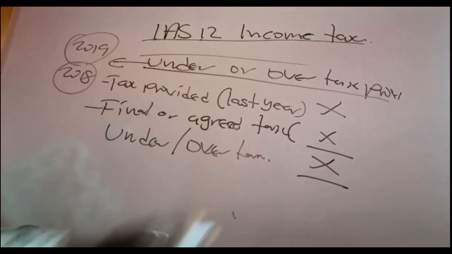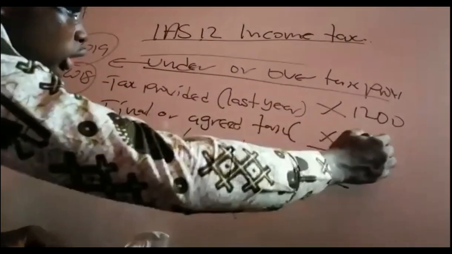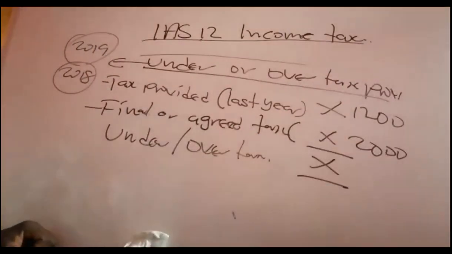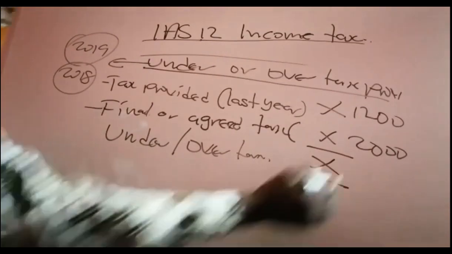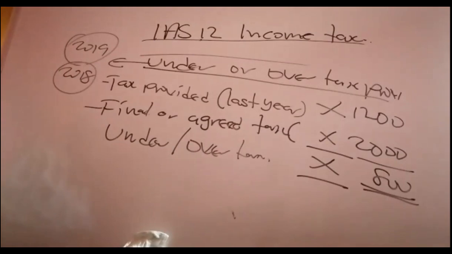Good. So let's assume that here the tax provided is 1,200. The tax authority says no way, your tax must be 2,000. So what do you have? Under-provided by 800. So you add it. You are done. It ends there.